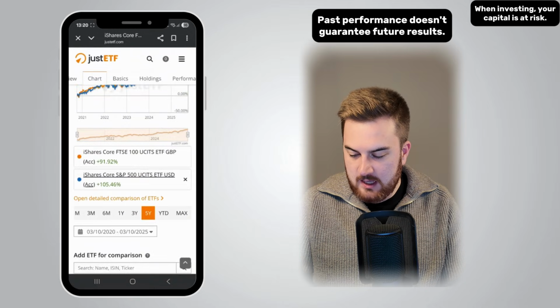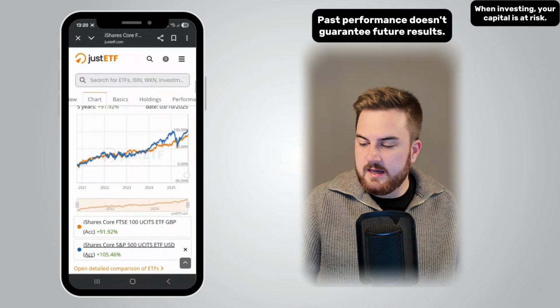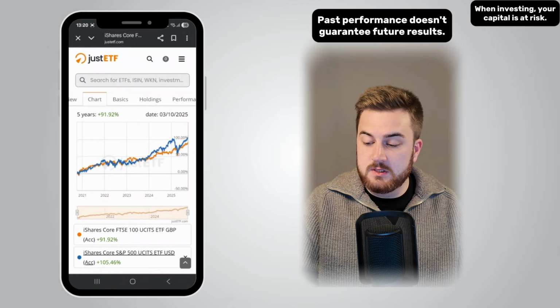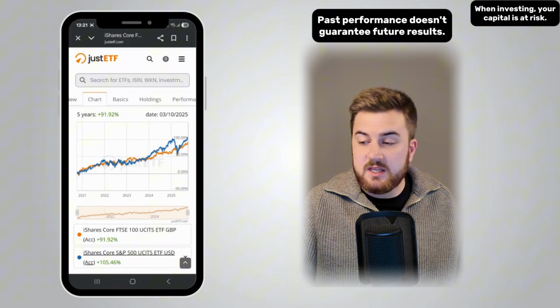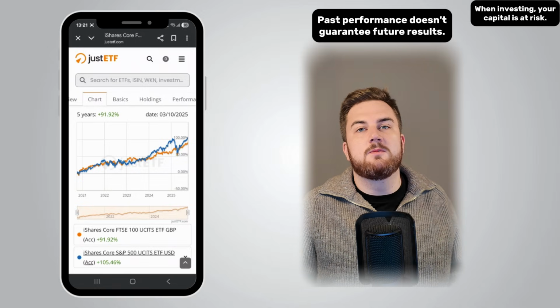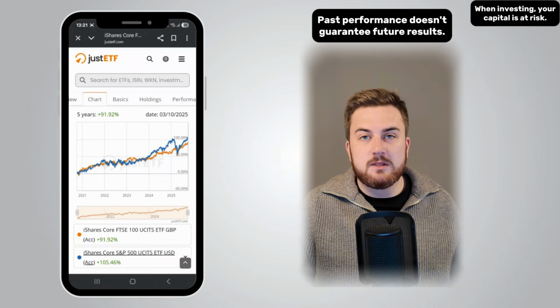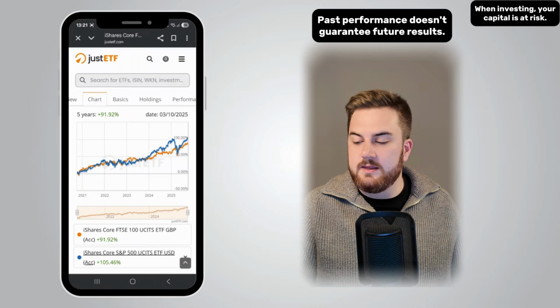Add that one. And we can see over the past 5 years, the S&P 500 has outperformed the FTSE 100 ETF, but surprisingly not by that much. So it's just interesting to see. Of course, do remember that past performance doesn't guarantee future results, but it's a great tool for comparing ETFs.